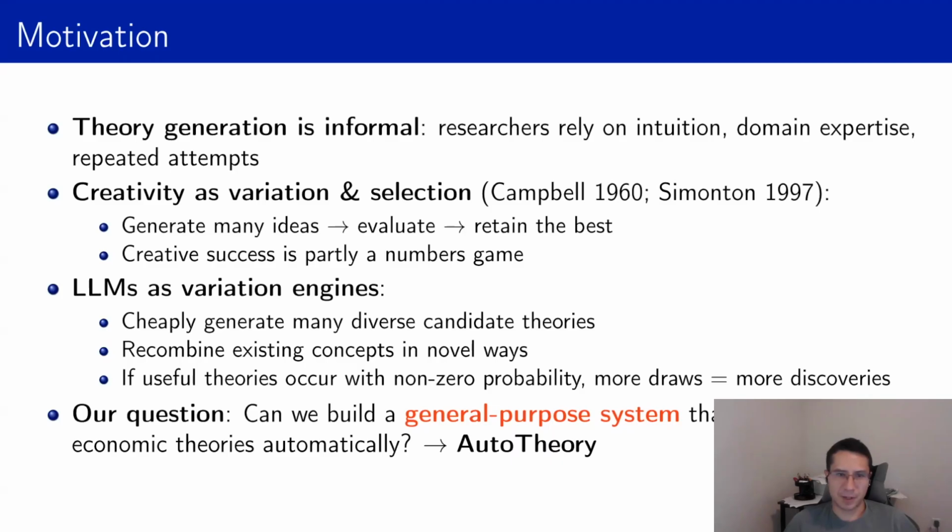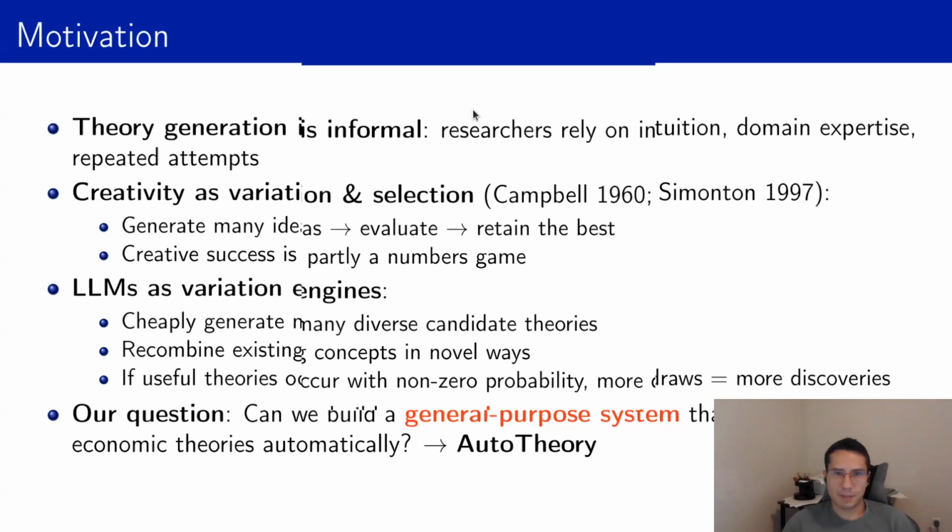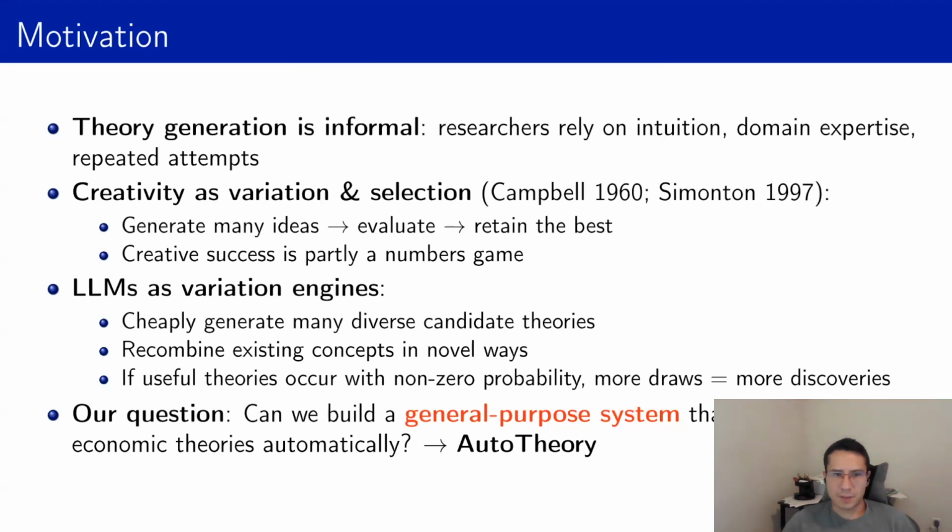So LLMs as variation engines will cheaply generate many diverse candidate theories and recombine existing concepts in potentially novel ways. And if useful theories occur with non-zero probability, then more draws equal more discoveries, right? And then the question is, can we build a general purpose system that discovers novel economic theories automatically? So we call it AutoTheory.